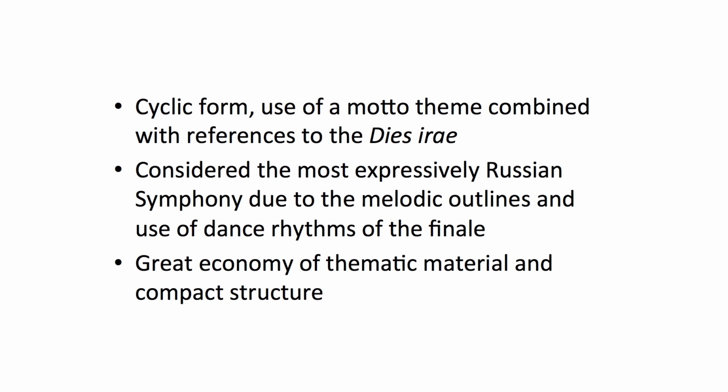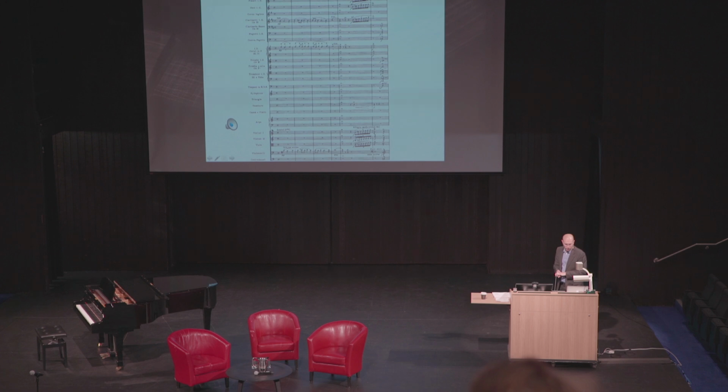This is the full orchestration of the work. In this symphony, he uses quite a lot of orchestral effects, and we'll hear some of them. For example, it opens with a very, very unusual combination of instruments. A solo clarinet, a solo cello, con sordino, it is marked, and a muted horn. Let's hear that.